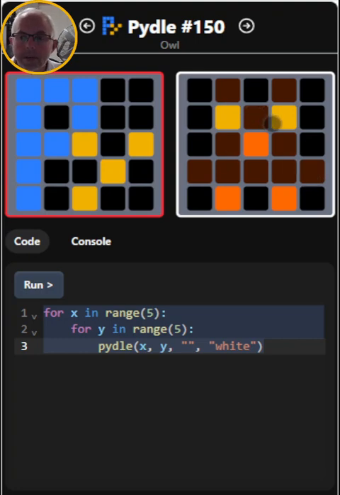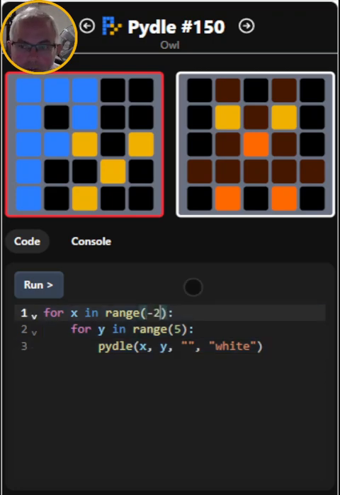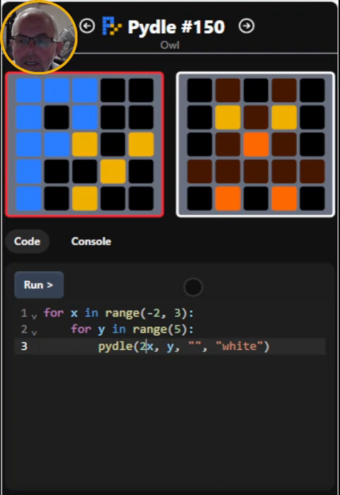So this is a very cute little owl. So let's have a go at solving the owl. Okay, other than black, the most abundant pixels are brown. So let's go after the browns. It is symmetrical around the y-axis, so we can use Cartesian coordinates for x. So -2 to 3, but for y, we're just going to keep that as Pydle coordinates.